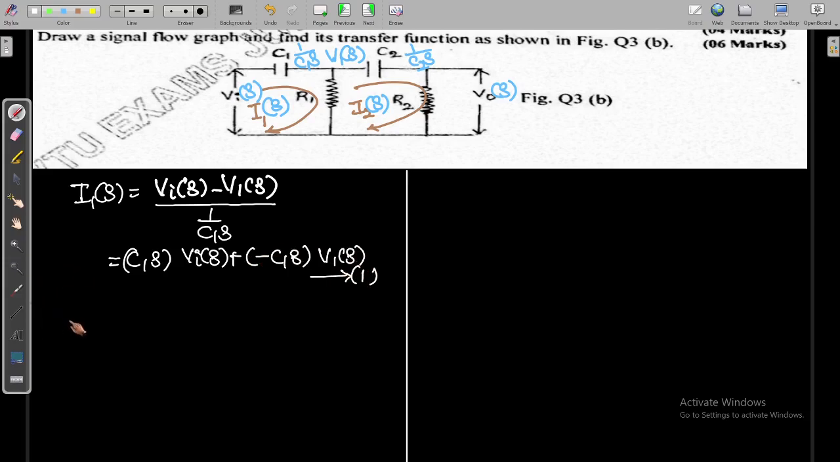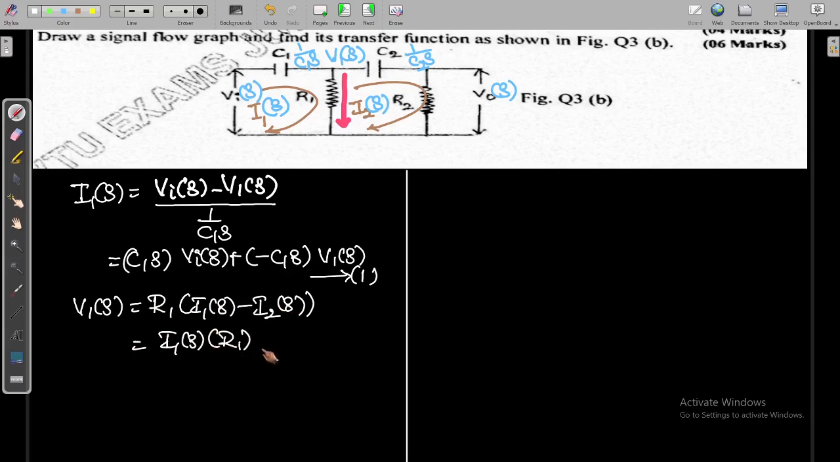Next, let us write another branch. Now you consider this branch. For this branch we will write the branch current equation: V1 of S is equal to R1 into I1 of S minus I2 of S. So we can write that as I1 of S into R1 plus minus R1 into I2 of S. This is equation number 2.